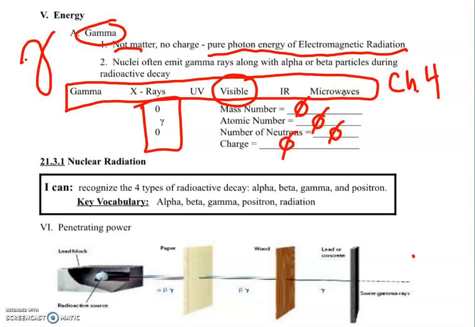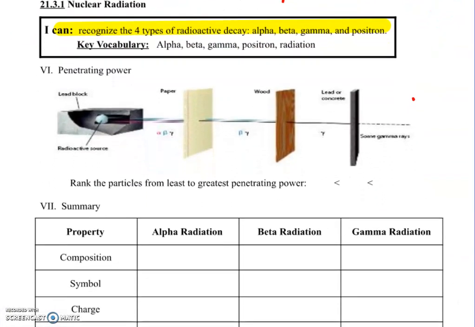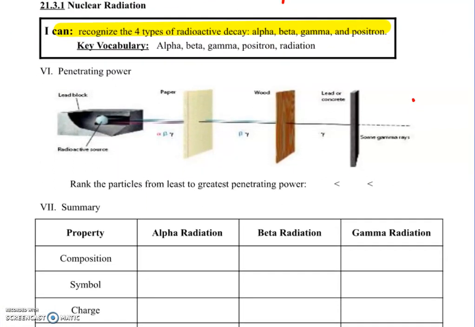It is pure energy. Okay, we got another I CAN statement to get through on this video. So I CAN recognize the 4 types of radioactive decay: alpha, beta, gamma, and positron. So I'm hoping that after watching these videos, you could give a brief description of each type. And there's a second thing we're going to look at. It's what you need to do to block each type of radiation. So let's look at this diagram.